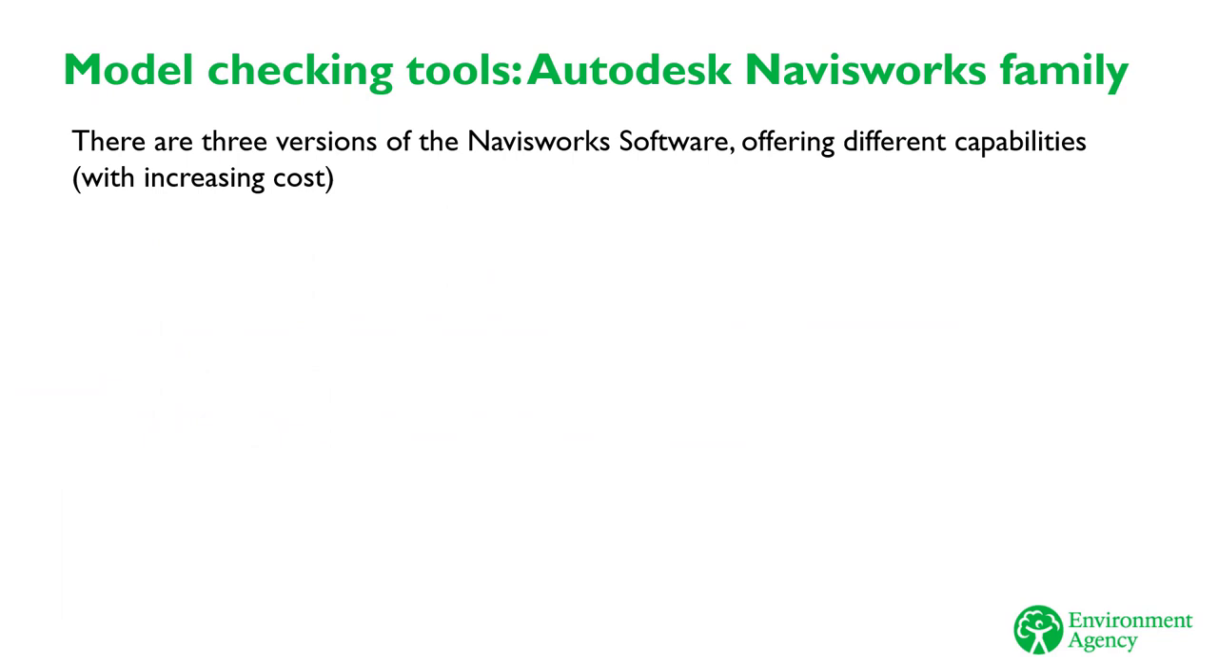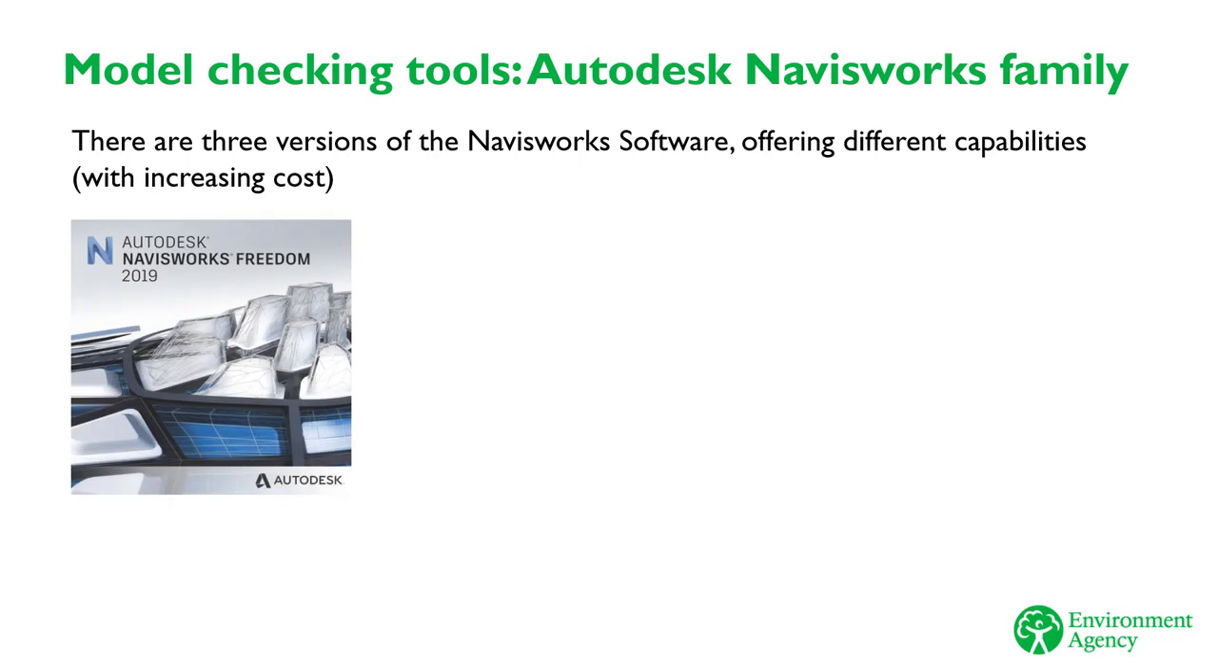There are many different model checking tools in the marketplace. However, at the Environment Agency, the chosen model checking tool is Autodesk Navisworks. The Navisworks software is available with the Environment Agency software catalogue. You will need to place a request to your IT administrator to arrange for installation onto your PC. Environment Agency staff will use Navisworks Freedom to view models prepared by the supply chain.